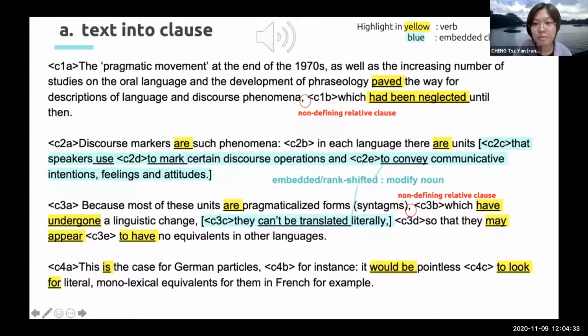Also, we found 2 non-defining relative clauses. In clause 1b and clause 3b, the relative pronoun which is located in the clause-initial position. However, these 2 clauses are not embedded because of the use of the preceding comma. The comma signals that both of these relative clauses are just giving general and additional information about the nouns.